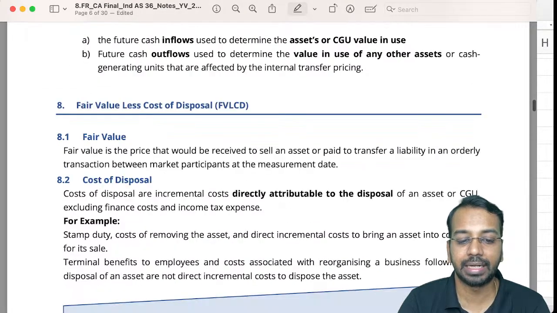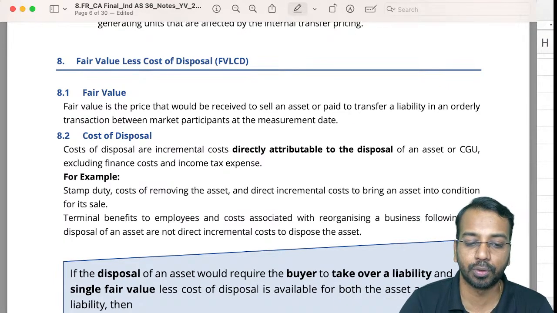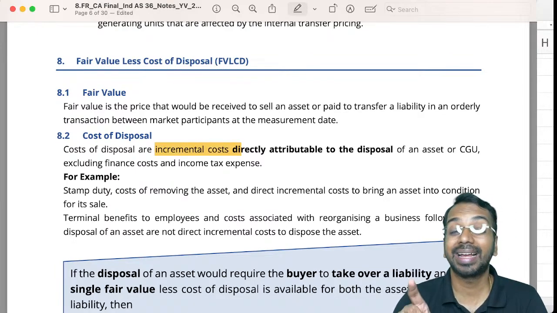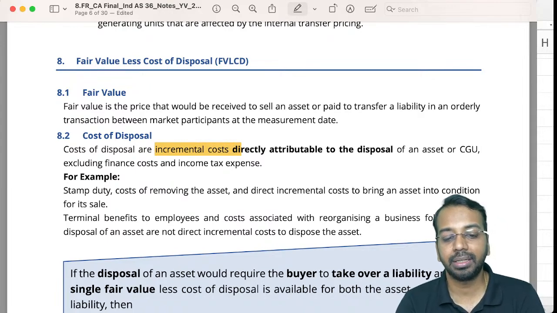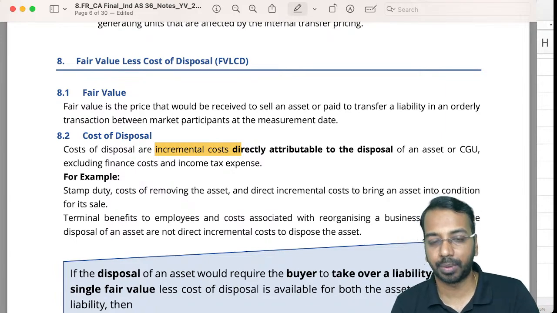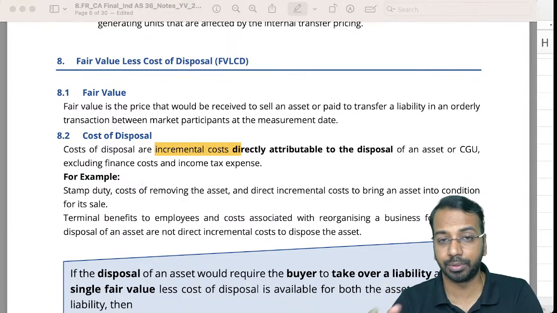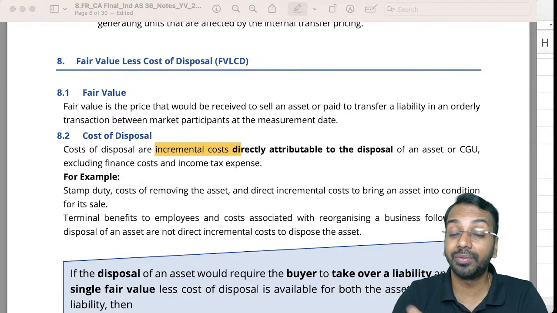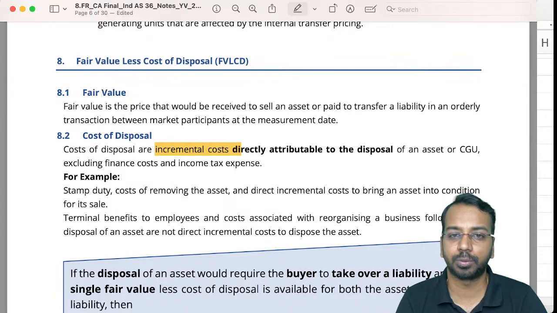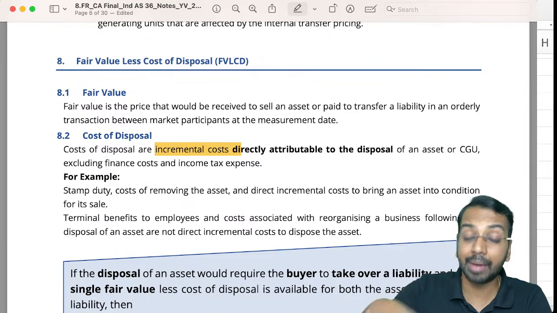Then we understood about fair value less cost of disposal. Fair value we'll understand again in detail in Ind AS 113. Cost of disposal are incremental costs which are directly attributable to the disposal of an asset, excluding finance cost and income tax expense. So, cost of disposal means if I am selling a particular asset and I have to pay some amount as, let us say, commission, brokerage, or sales commission, those costs which we will incur because we are selling are called incremental costs attributable to disposal. If I am just using advertisement and all, that is not an incremental cost, because that is me trying to get buyers.